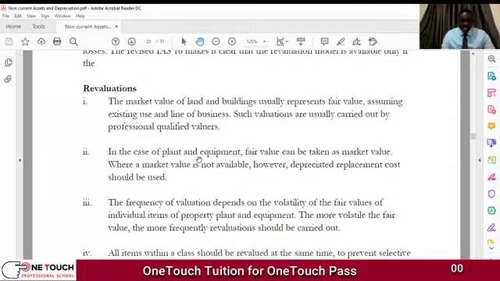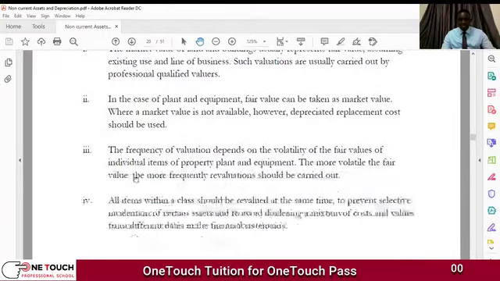In the case of property, plant and equipment, fair value can be taken as the market value. Where a market value is not available, however, depreciated replacement cost should be used. Now, the frequency of the valuation depends on the volatility of the fair values of the individual items of property and equipment. The more volatile the fair value, the more frequently revaluation needs to be carried out.